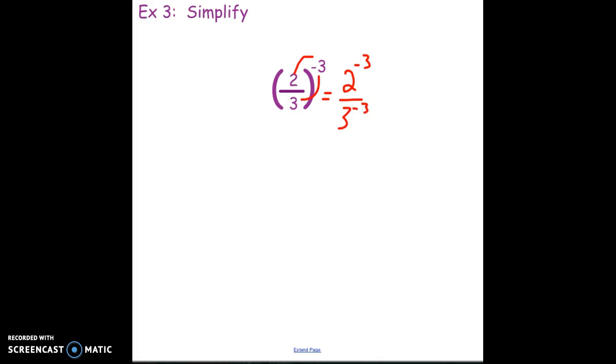Well, now we can't leave negative exponents. That's wrong. So I'm going to make this 1 over 2 cubed and 1 over 3 cubed. Just as it's bad to leave negative exponents, it's really bad to leave fractions inside of fractions. So I'm going to rewrite this. This fraction bar just means division. So I've got 1 divided by 2 to the 3rd, divided by 1 over 3 to the 3rd.